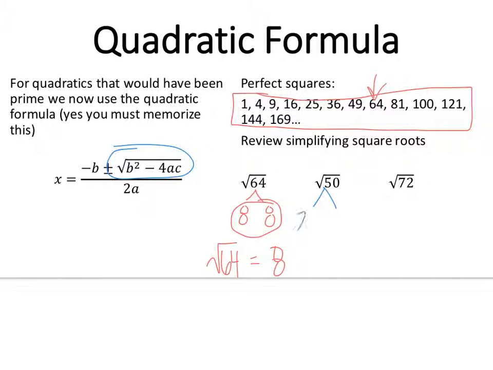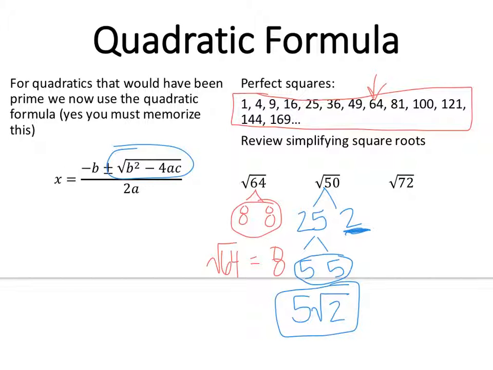I know that 25 times 2 is 50. The reason this helps me is because 25 is a perfect square, which is 5 times 5. So that's where I get my partners that go outside. And now since this 2 does not have a partner, does not have a buddy, it cannot go outside, so he has to stay inside. So I pull the 5 outside, and then the 2 stays inside. And this is how you simplify your non-perfect square roots.